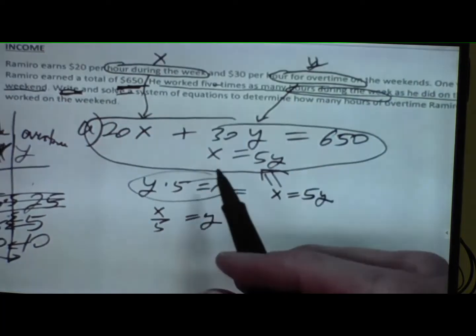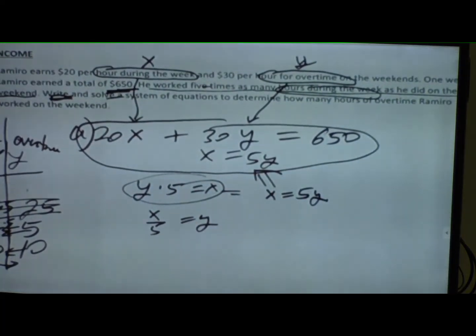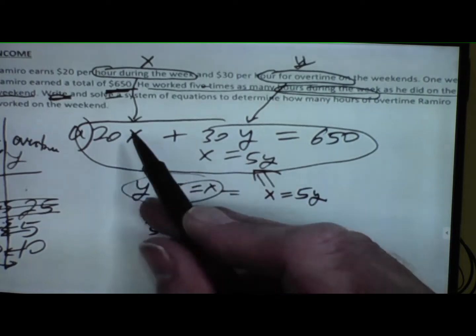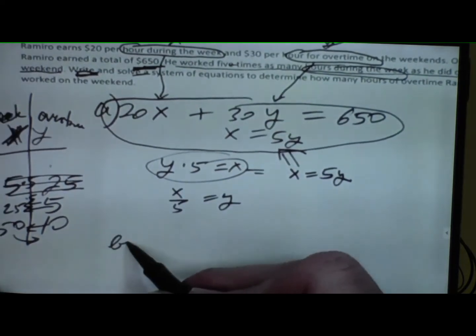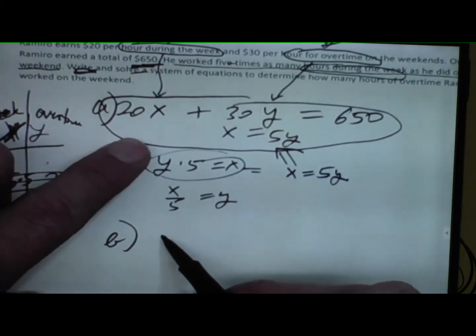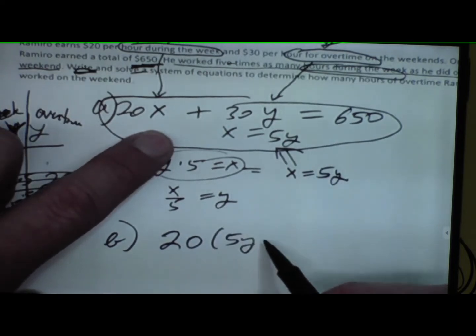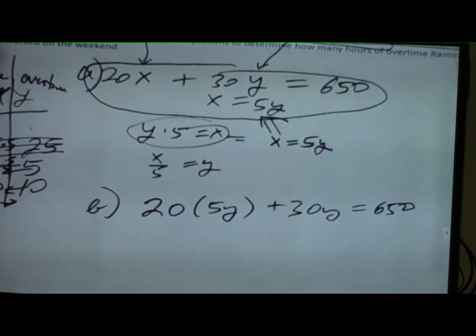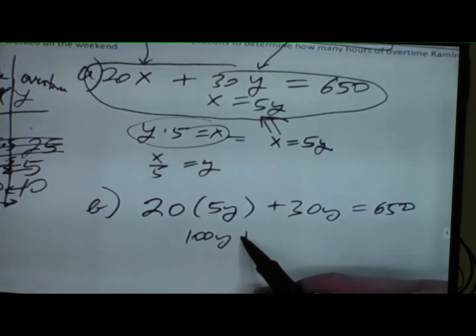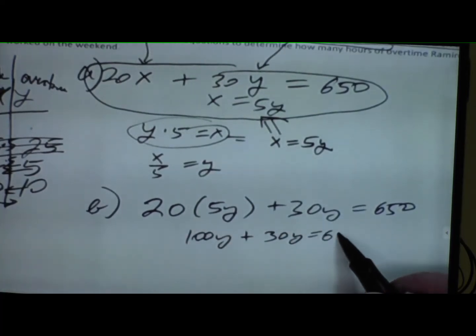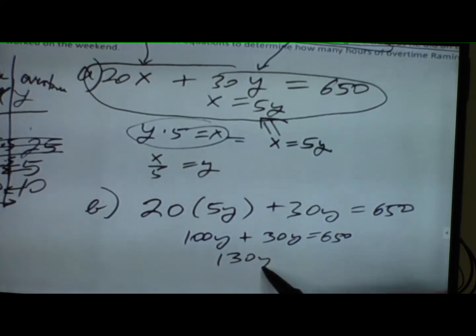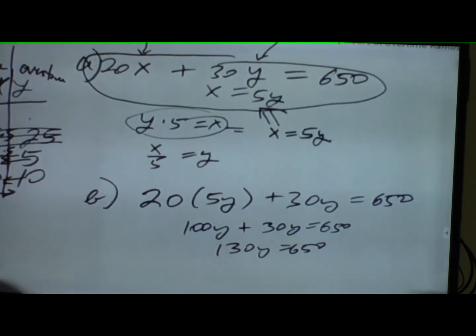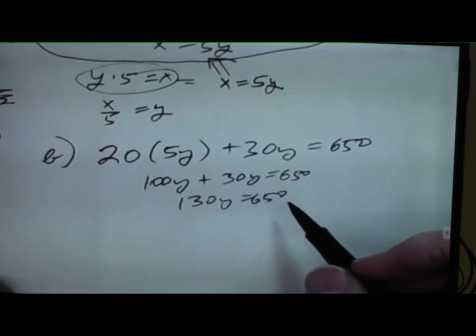Now to solve it means to do elimination. That doesn't make sense here because it's set for substitution. So let's do substitution. So for B, 20 times 5y plus 30y equals 650. 100y plus 30y equals 650. 130y equals 650. Okay, when you divide by that, you use a calculator, I'm not sure.